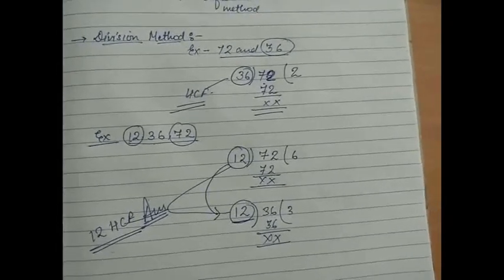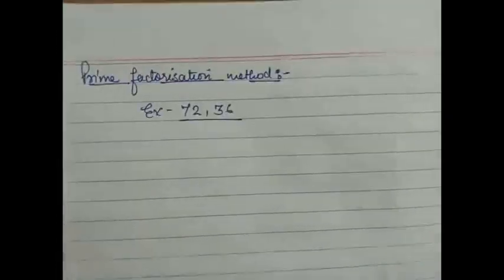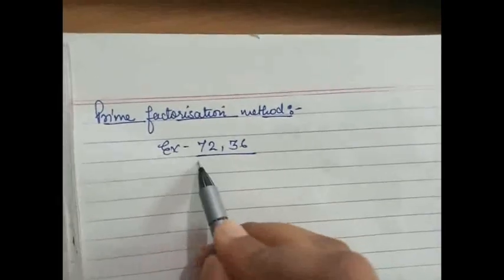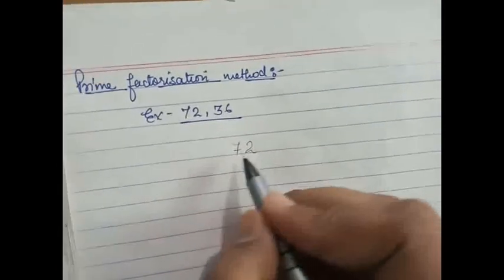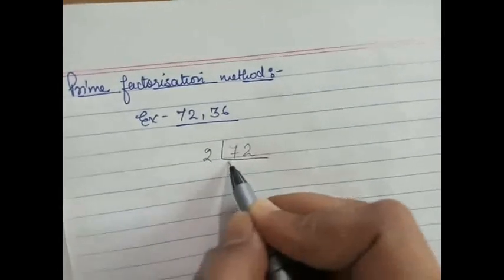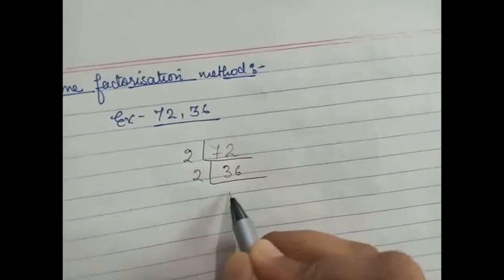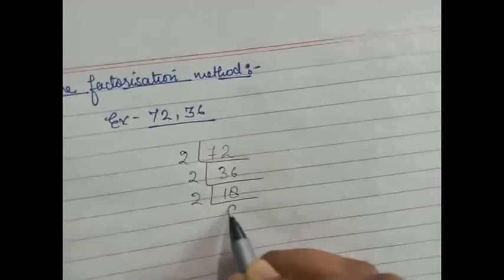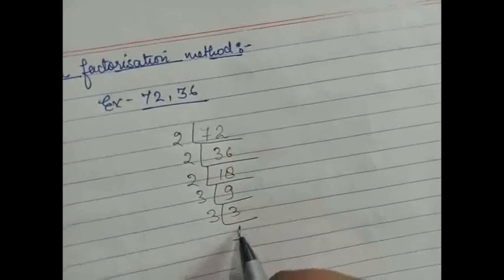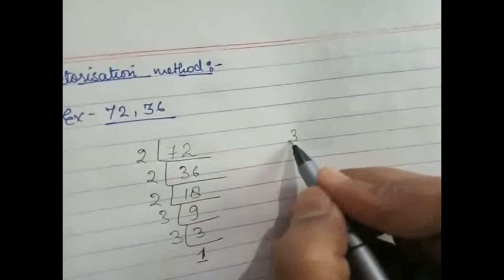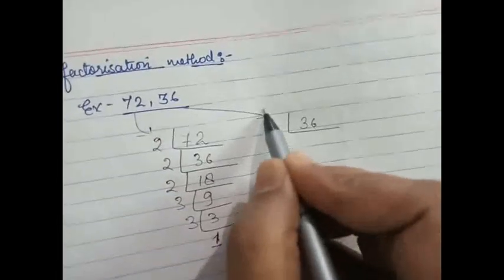Now we will learn the prime factorization method. We take the same example, 72 and 36. In the prime factorization method we write 72 and find its factors. 72 divided by 2 goes to 36, then by 2 goes to 18, then by 2 goes to 9, then 3, then 3, and after that it is 1. Like this we do 72, and then we do the factorization of 36 also.